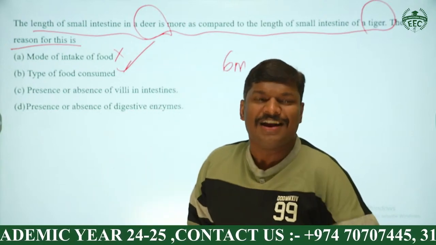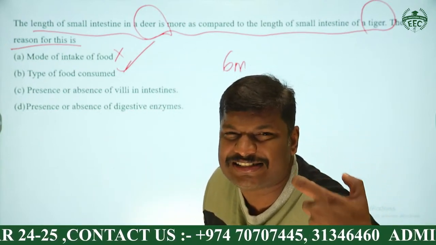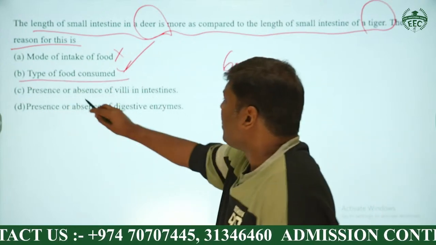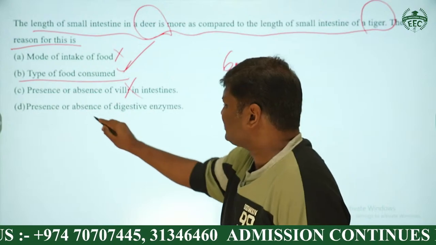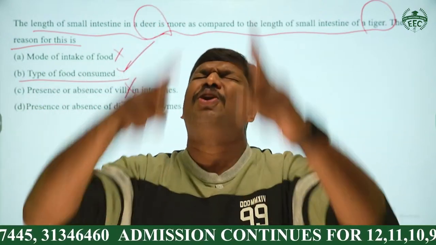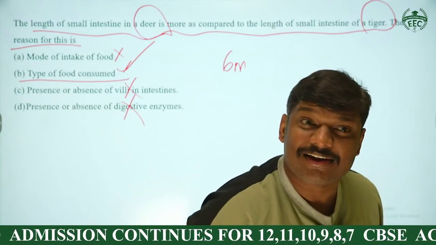And what about the tiger? Tiger is eating meat. Meat is a product of animal. Animal does not have cell wall, does not have cellulose, so it is easy to digest. So that's why the answer is type of food. Presence or absence of villi? No. Presence or absence of digestive enzyme? No, my dear students. The type of food, cell wall, cellulose. Clear, right?